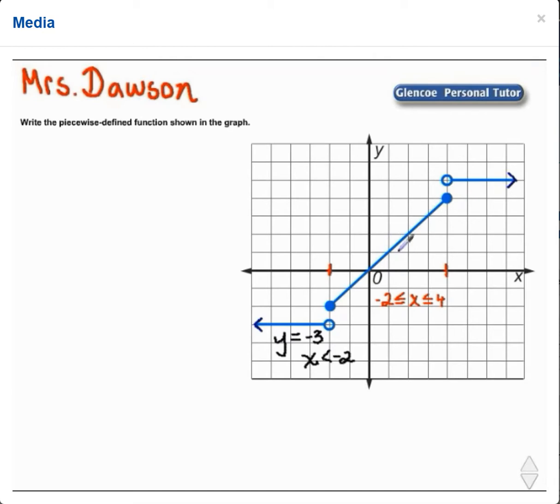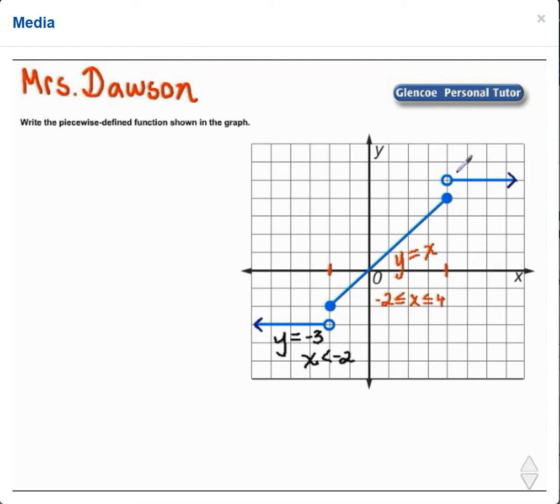The function, or y equals, we can find by identifying the y-intercept, which is at the origin, and then finding the slope. Up 1, right 1, up 1, right 1. So it has a slope of 1 and a y-intercept of 0. So this line, or line segment, is part of the line y equals x.